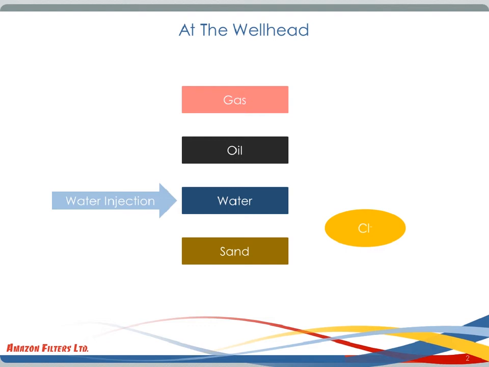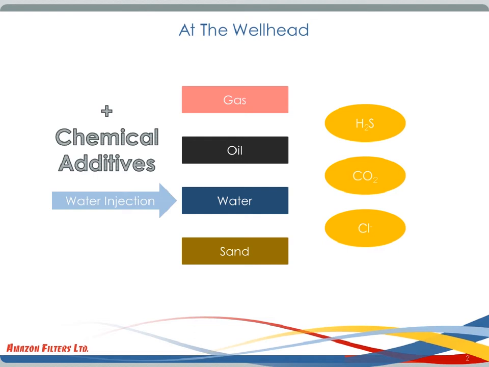Also, we will have other substances present in the water, which can include chlorides, carbon dioxide from the well, and also hydrogen sulfide. These are all challenging for the oil field equipment. Also present these days are chemical additives. These can be injected down the well to control things such as foaming, and corrosion inhibitors. And also, additionally these days, we will often have polymer chemicals being injected to assist in enhanced oil recovery.